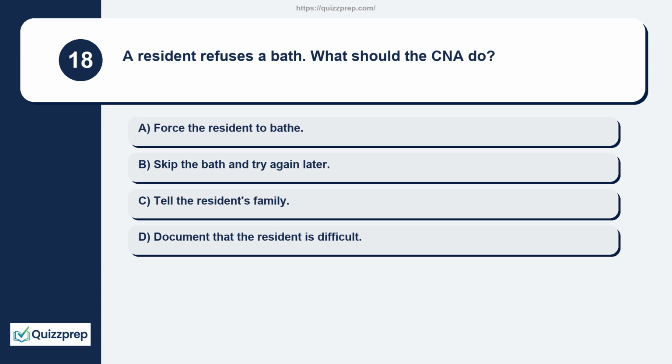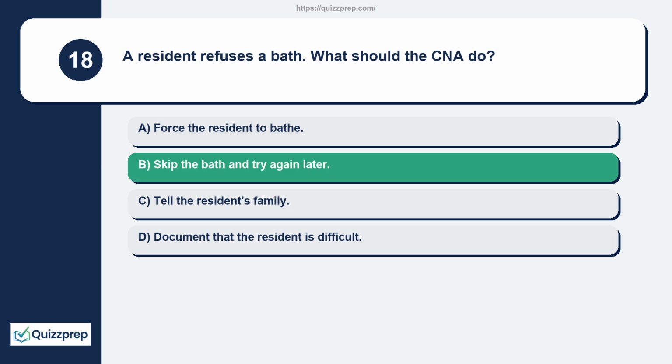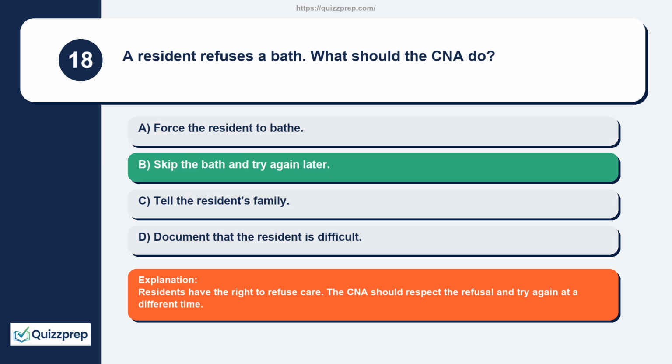Question 18. A resident refuses a bath. What should the CNA do? Force the resident to bathe. Skip the bath and try again later. Tell the resident's family. Document that the resident is difficult. Residents have the right to refuse care. The CNA should respect the refusal and try again at a different time.